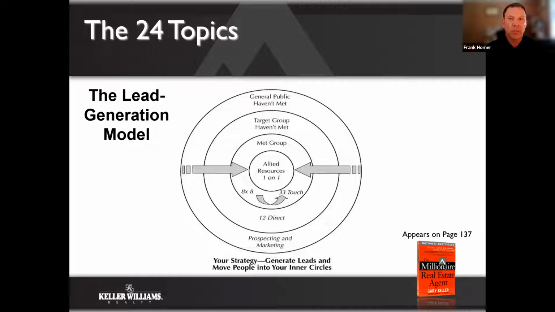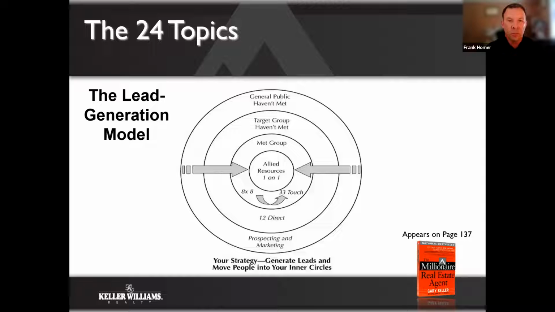The target group, although they're people that you still have not met, you've targeted them as people that you want to work with. So these could be like your farm territories. They could be specific social circles or networks. But they're people you haven't met yet, but you know you want to meet them because of the area that they live in, or the opportunities and people that they can connect you with.